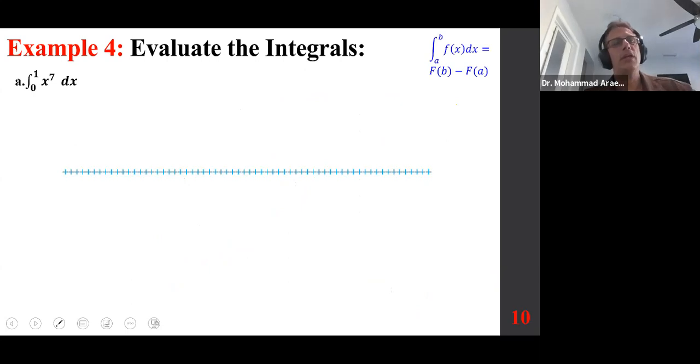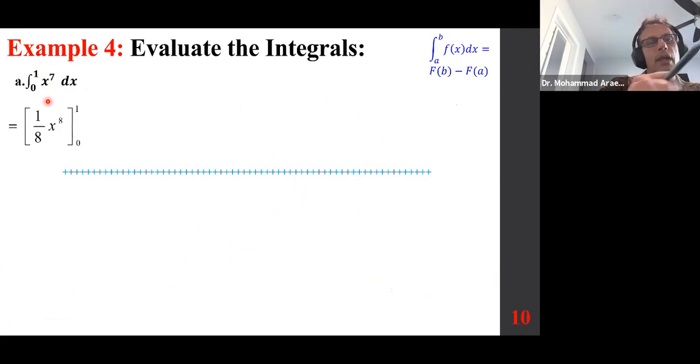We want to evaluate the integral of 0 to 1 x to the power of 7 dx. So what is the antiderivative for x to the power of 7? It is x to the power of 8 over 8. We don't need the constant. From 0 to 1, we plug in 1 first. We get 1 over 8 times 1. Then we plug in 0 minus 0, so we get 1 over 8.